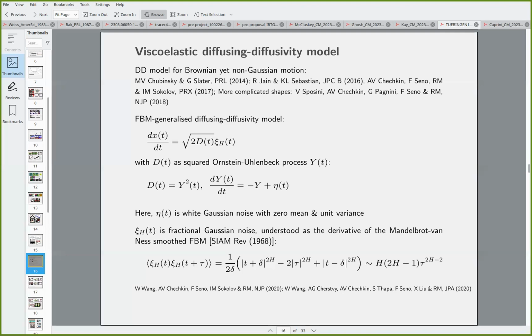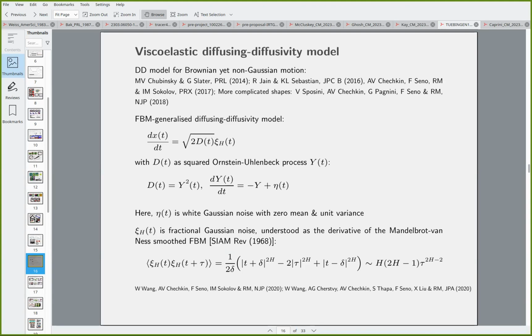So we use the normal Langevin equation that I showed you before. But now I have this stochastically varying amplitude, the noise, the diffusion coefficient in this thing. We wanted to have this dynamic of the diffusion coefficient as a stationary process. So we use the squared Ornstein-Uhlenbeck process for it.